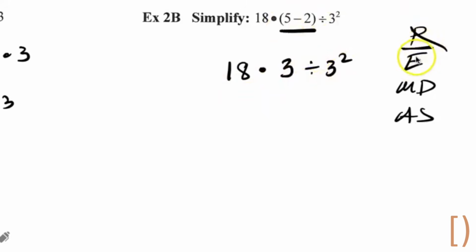Now I have an exponent. That's the next thing. So I have to simplify this guy, exponent. 3 squared is 9, so this is going to become 9. So we're going to have 18 times 3 divided by 9.